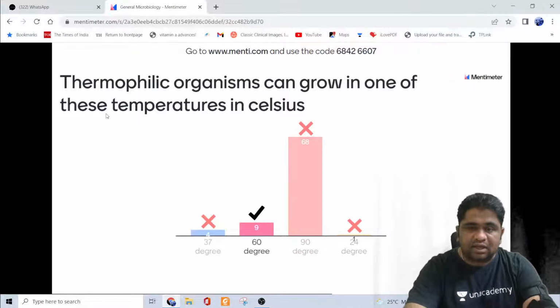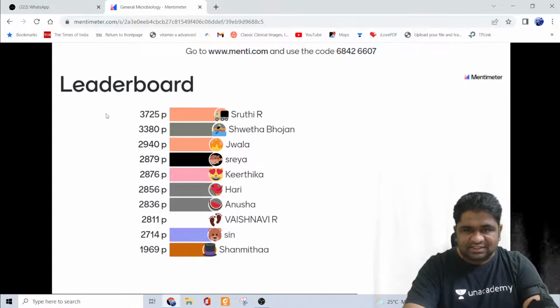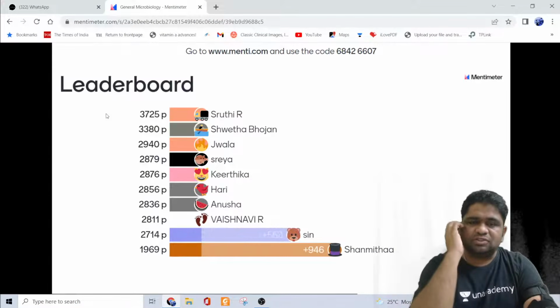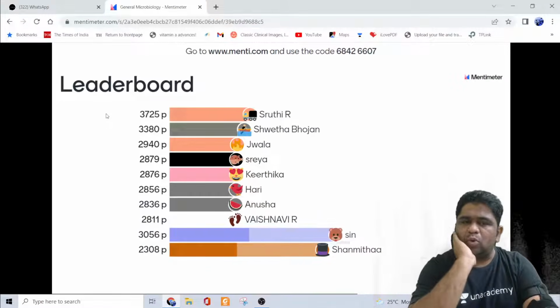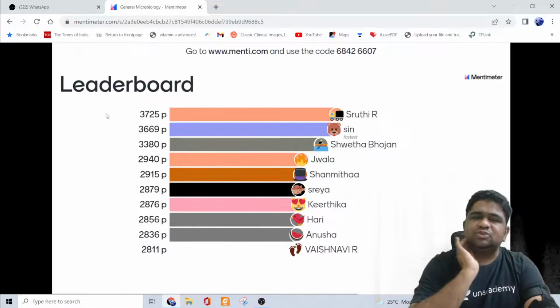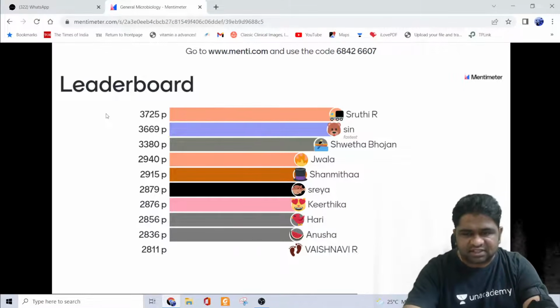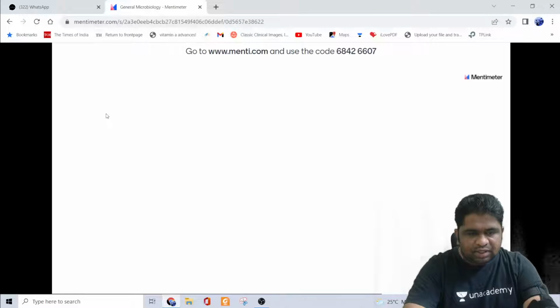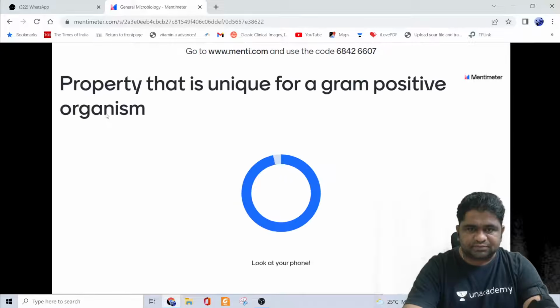Very, very amazing. Let's look at the leaderboard at this point of time. This is the leaderboard. So out of the top 10, Sin and Shanmita alone got the right answer. So they might move up the stairs. Yes. So Shruti is on top, Sin is second, Sweta Bhojan third, Jwala fourth, Shanmita fifth, Shreya sixth, Kirtika seventh, Hari eighth, Anusha ninth and Vaishnavi 10th. Excellent people. Let's go for the next question. We are approaching almost the last question, question 8 of 10. Answer fast to get more points.